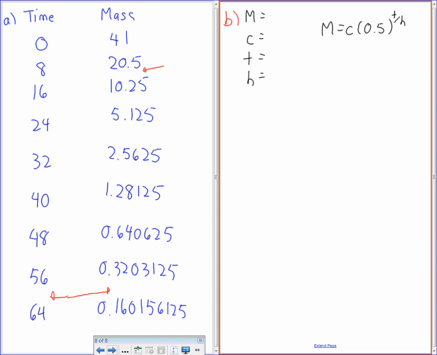All right, Emily, can you give me anything that I know about this question? The M, the C, the T, or the H, please. C is 41. Good, because this is your starting value. Cassidy, is there anything else I know for this question, please? H is 8 seconds. Good. Chris, go ahead. T is 60. Yeah, 60 is fine.